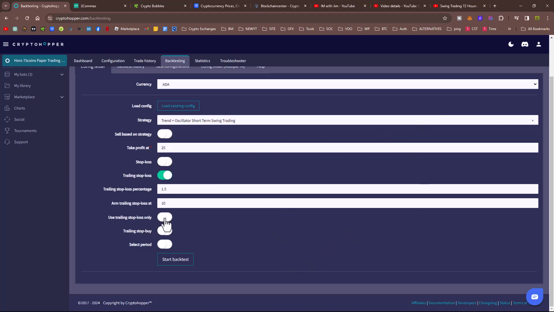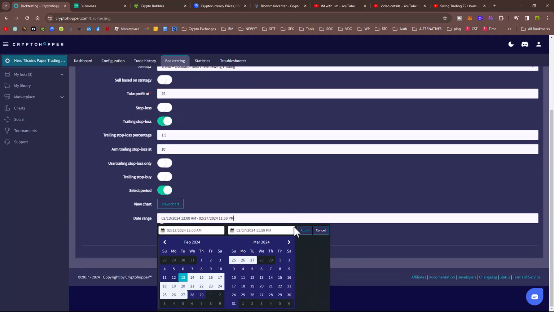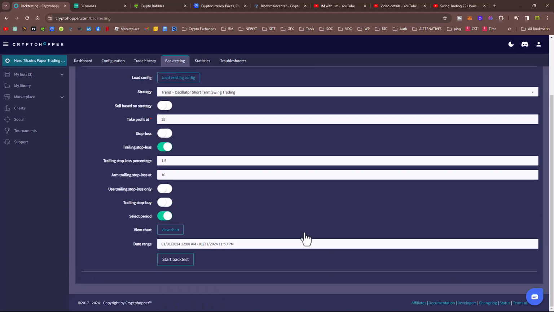Trailing stop loss only, no. Alright, so I want to select the period as well. I want to select maybe all of January. From there to there. So have I got 30 days selected there? Yeah. Apply. So that's a month. Let's see if that does well.